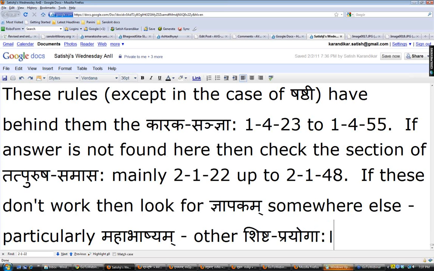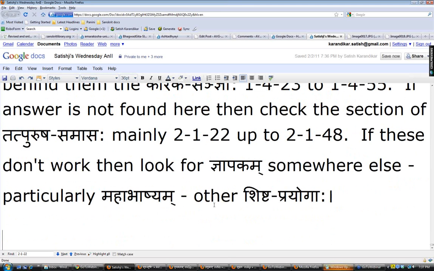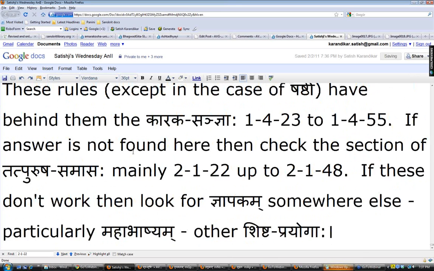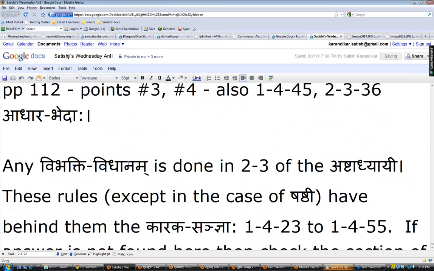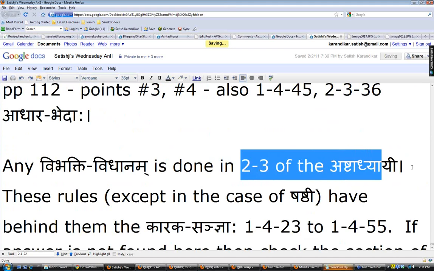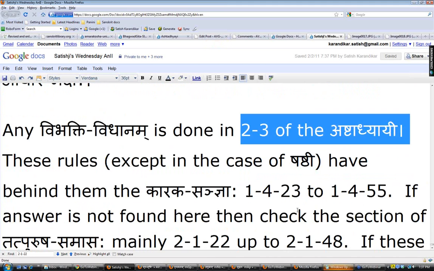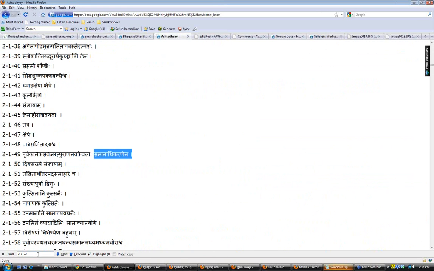Nothing goes beyond that. Whatever the scholars ultimately decide, this is not like algebra, we have to give some leeway. So let me go through this one last time and close the topic of Vibhaktis. With any Vibhakti Vidhanam, you basically have to look at 2.3 of Ashtadhyayi. Now those use the sanyas, Karaka sanya, which are coming in 1.4. For example, very quickly, look at the Dvitiya Vibhakti. The very first sutra will be Karmani Dvitiya.